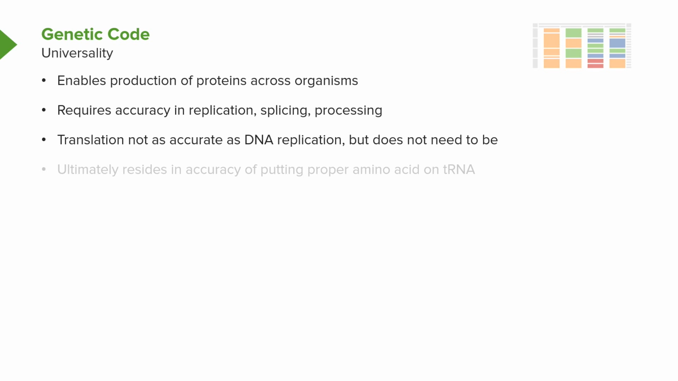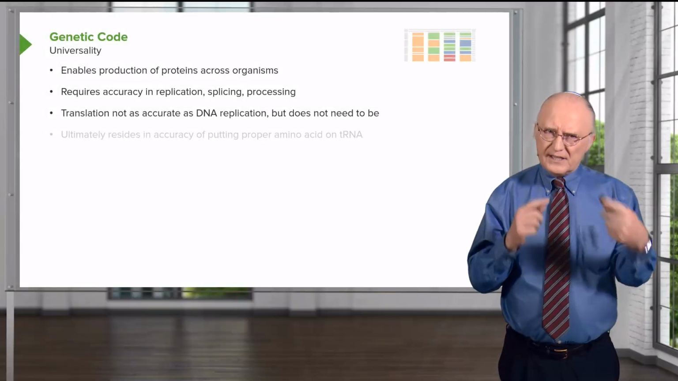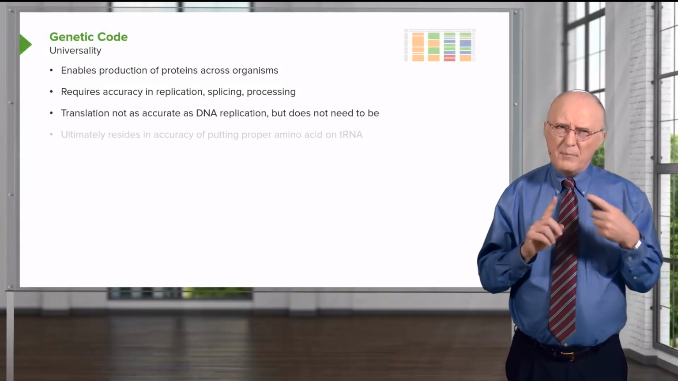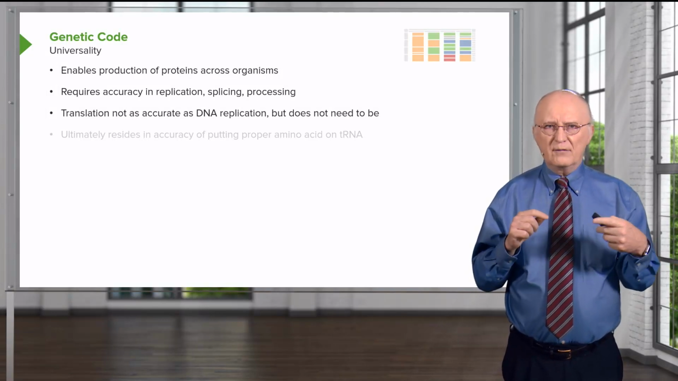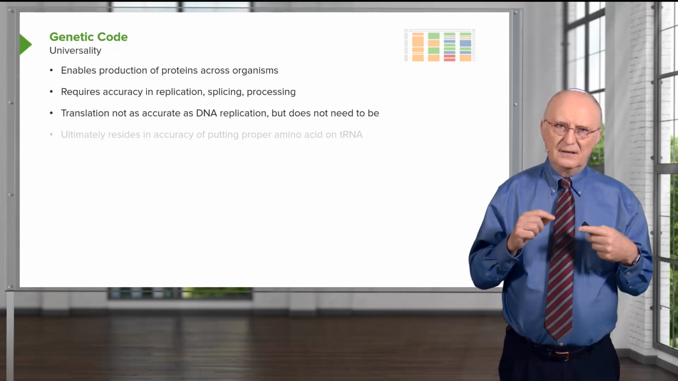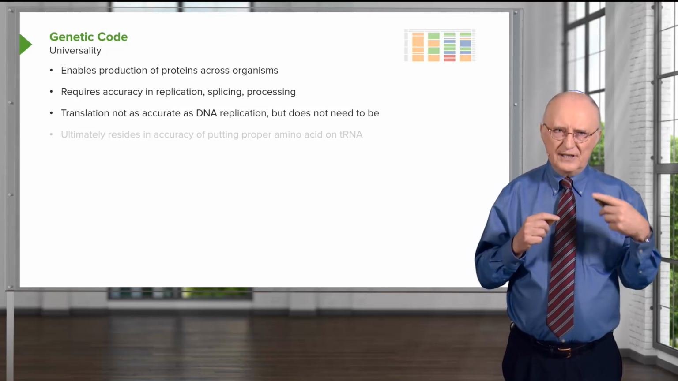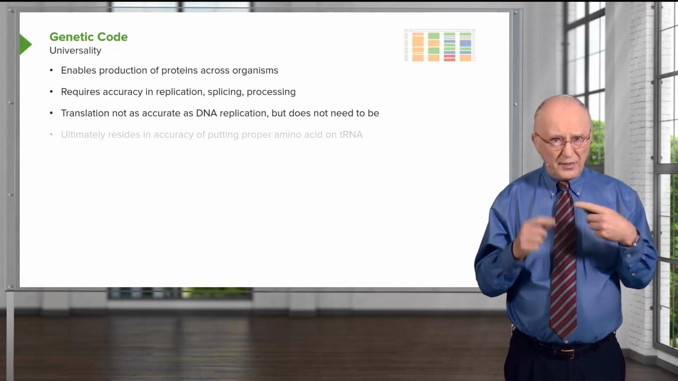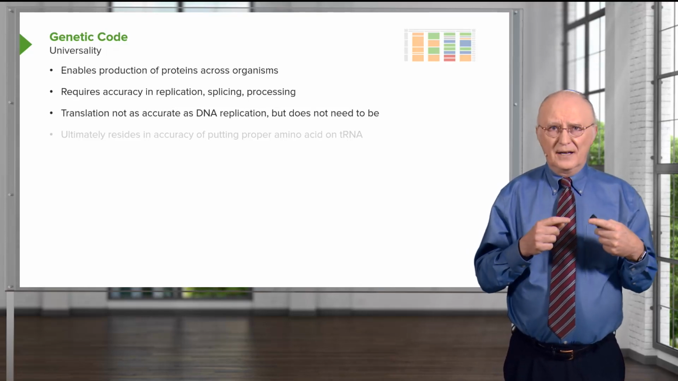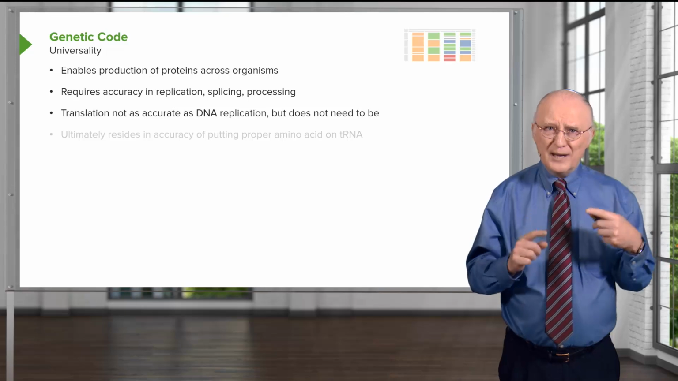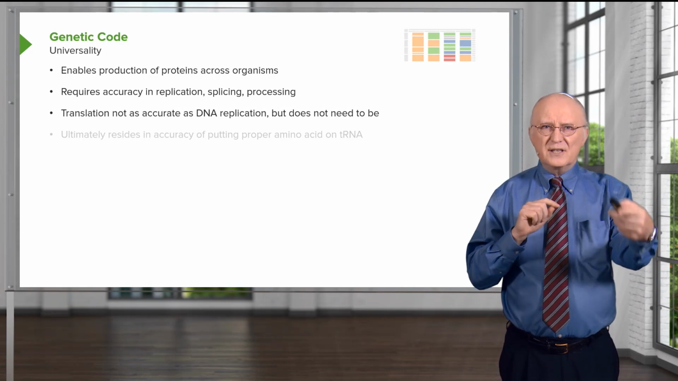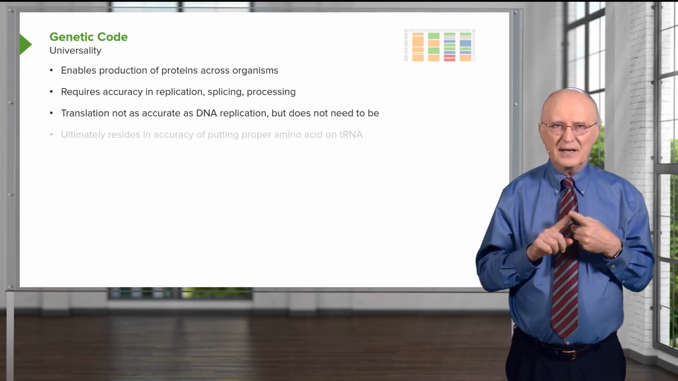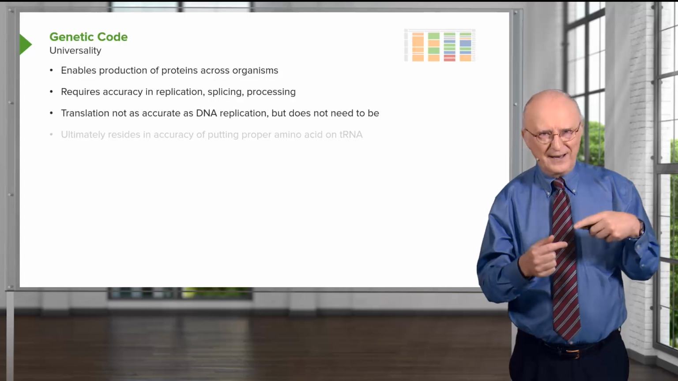Now, it's interesting that the translation process is not as accurate as DNA replication. A bacterial cell makes an error in replication about one time in every 10 million bases. That's a pretty remarkable set of accuracy, especially when you consider it's working at 1,000 nucleotides a second. That's a lot faster than any typist, and I don't know any typist who can type that accurately. That's remarkable. But translation does not need to be as accurate as DNA replication. Now, that's the sort of flip side of this thing.